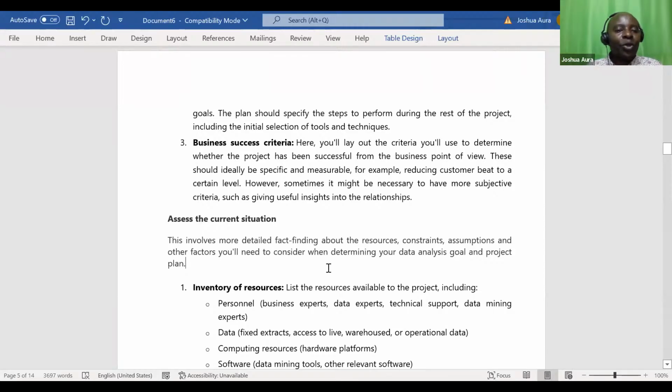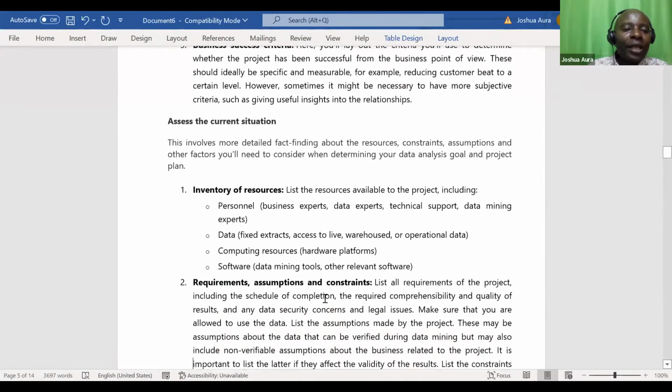So for the current situation, you're looking at your SWOT, your strengths, weaknesses. Inventory of resources. List the resources available for the project, including personnel, data, computing resources, hardware platforms, software. Requirements: what is required of me? What assumptions are we going to make? What are the major constraints here?